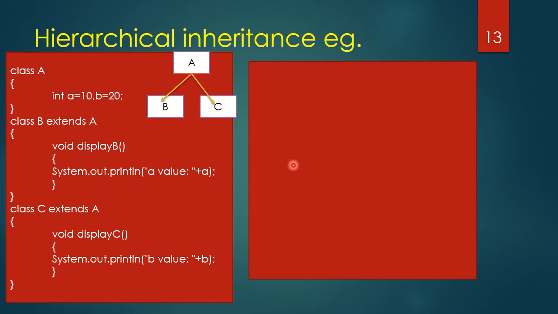In order to call that in the main method, generally we create an object of the most derived class, but in this example we have two most derived classes. The B class and the C class are both at the same level, so both are called most derived classes. To call the display B method, the B class method, you create an object of the B class. If you want to call the C class method, display C, then create an object of the C class. Like this we have to create them separately in this example.